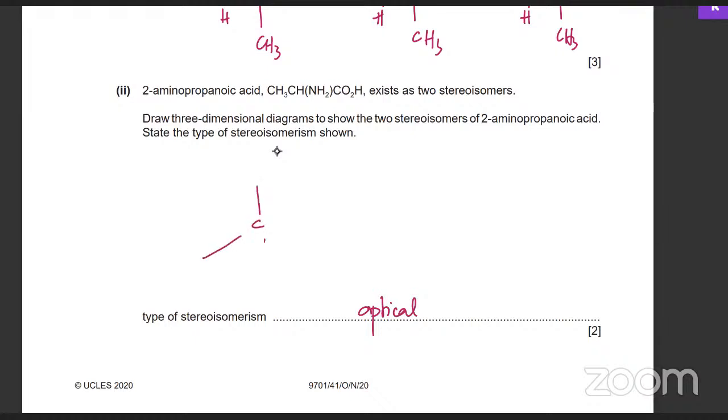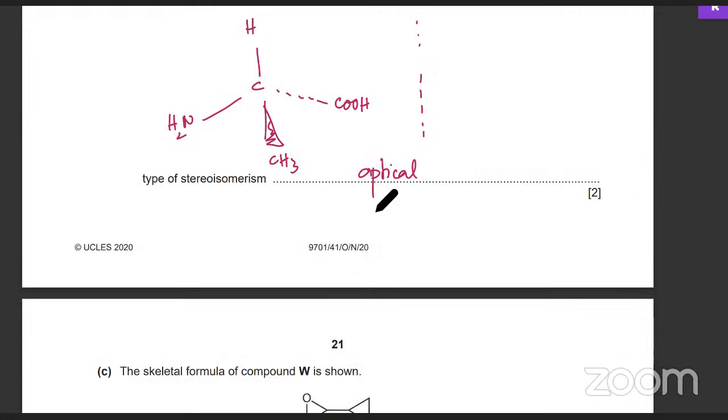In chiral, what you have is you've got H on one side, you've got carboxylic acid on the other side. You've got NH2 on one side, and you have CH3 on one side. So there's going to be a mirrored version of the same one. So I'm pretty sure you can draw the mirrored version yourself. So there's going to be a mirrored version of this molecule.